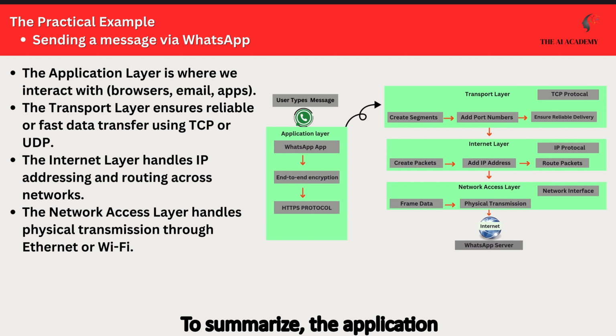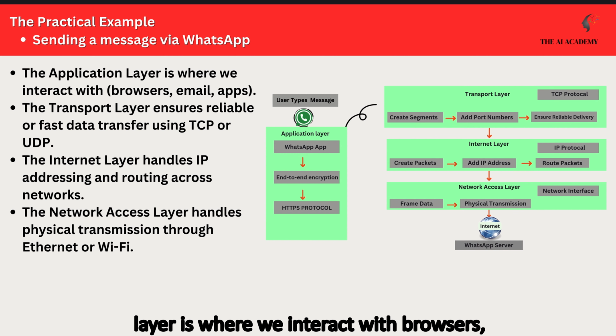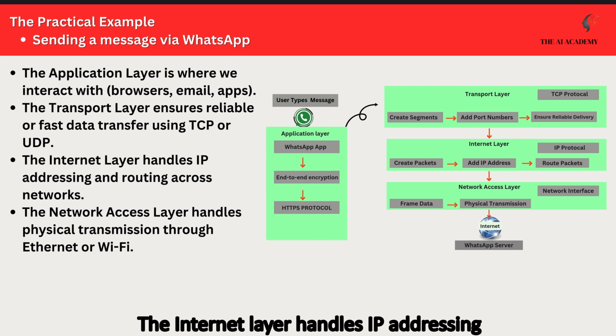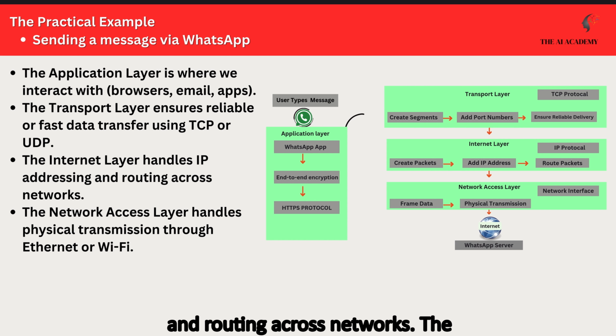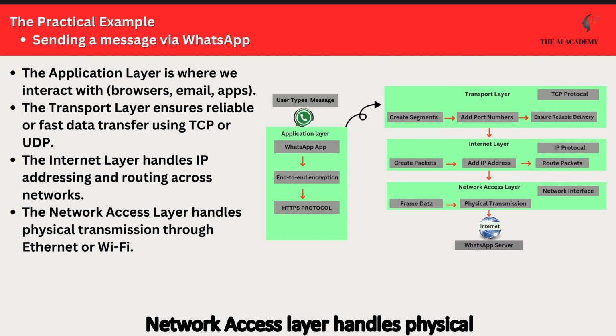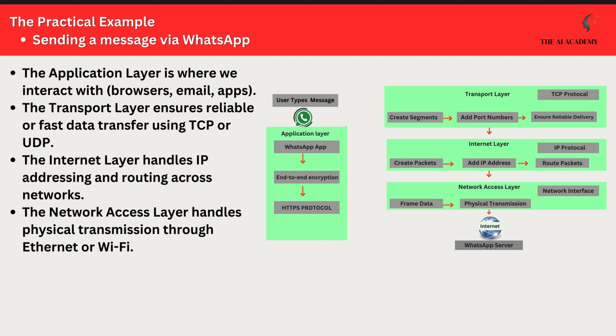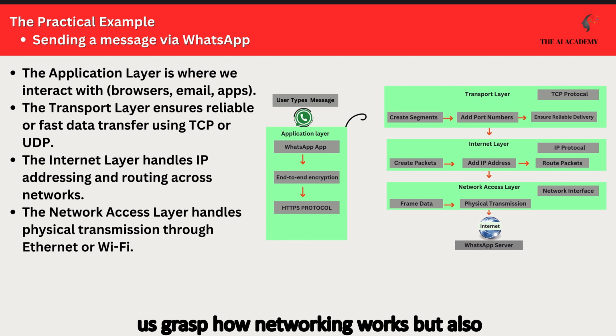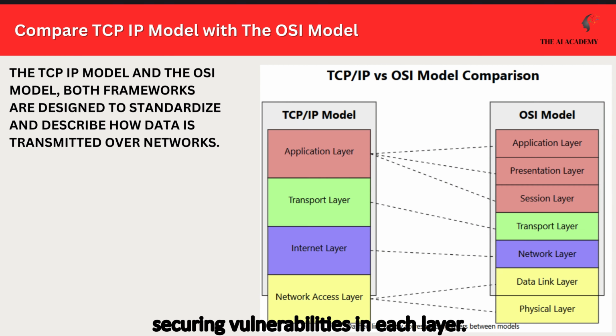To summarize, the application layer is where we interact with browsers, email, apps. The transport layer ensures reliable or fast data transfer using TCP or UDP. The Internet layer handles IP addressing and routing across networks. The network access layer handles physical transmission through Ethernet or Wi-Fi. Understanding these layers not only helps us grasp how networking works but also lays the foundation for recognizing and securing vulnerabilities in each layer.